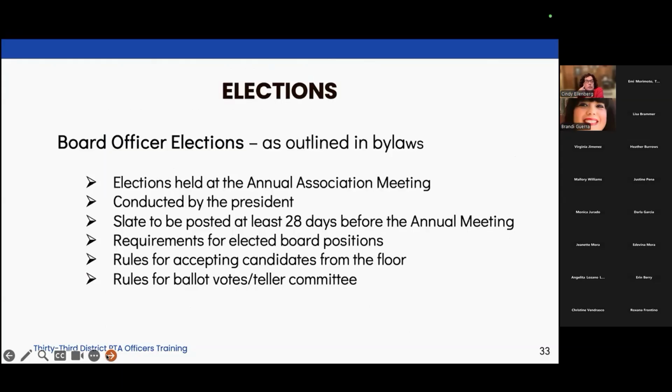Your board officer elections are also outlined in your bylaws. They're held at the annual association meeting conducted by the president. The slate needs to be posted from the nominating committee at least 28 days before the meeting. This is specified in your bylaws. The requirements for the elected board positions are in your bylaws, as well as the rules for accepting candidates from the floor during the election, as well as rules for ballot votes and teller committees that oversee any ballot votes.